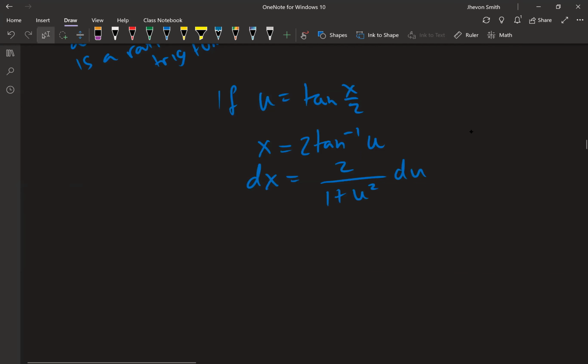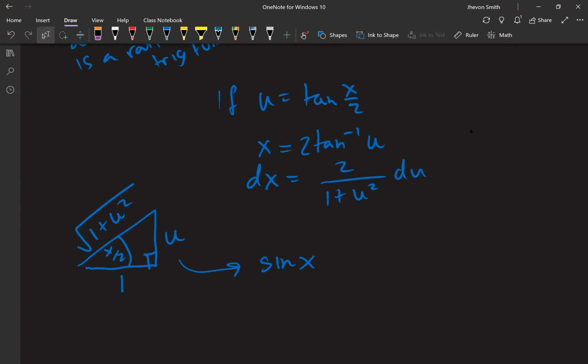Then you'd realize that I can draw a triangle here, where if the angle is x over 2, the opposite is going to be u, the adjacent is going to be 1, and the hypotenuse is going to be the square root of 1 plus u squared. This means you can figure out what your sine of x is. Sine of x is going to be 2 sine x over 2 cosine x over 2. This is going to be 2 times opposite over hypotenuse times adjacent over hypotenuse.